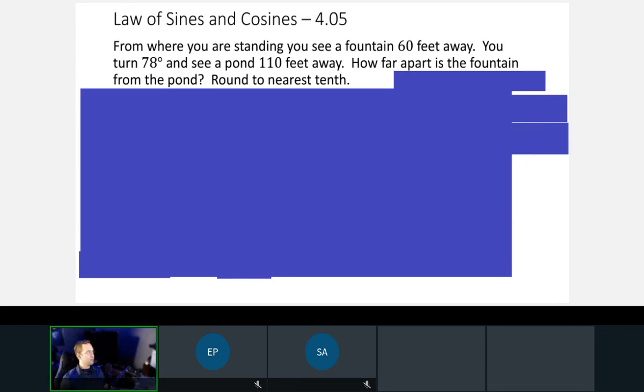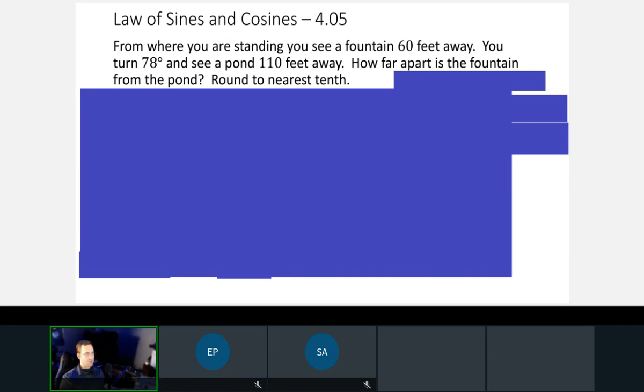Right, word problem, law of sines and cosines. So this was a word problem. It says from where you are standing, you see a fountain 60 feet away. You turn 78 degrees and see a pond 110 feet away. How far apart is the fountain from the pond? Round to the nearest tenth.